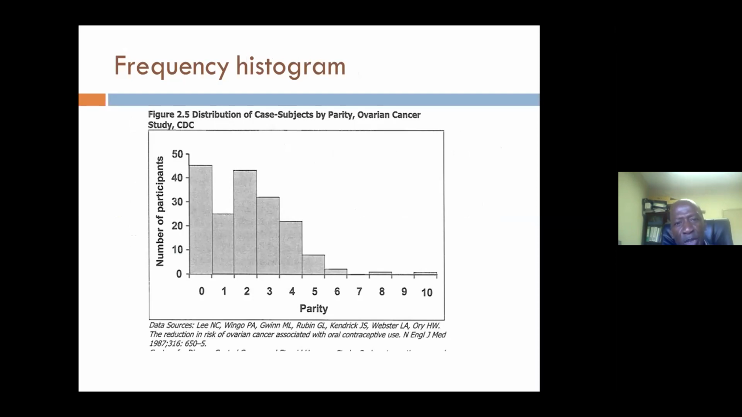So you have the distribution of case subjects by parity. In an ovarian cancer study there, they are showing parity from 0 to 10 by way of a histogram. The vertical scale is showing the number of participants in each of those levels of parity.